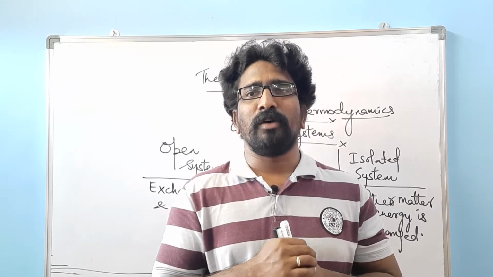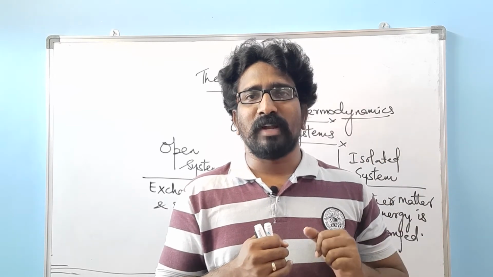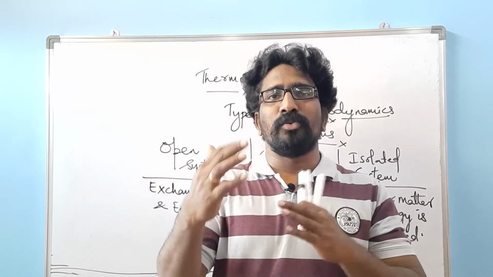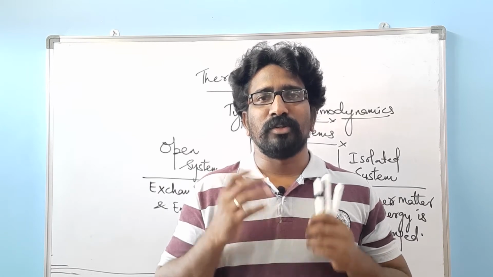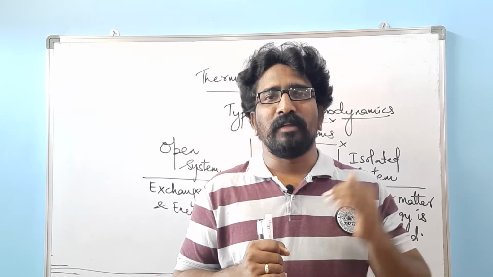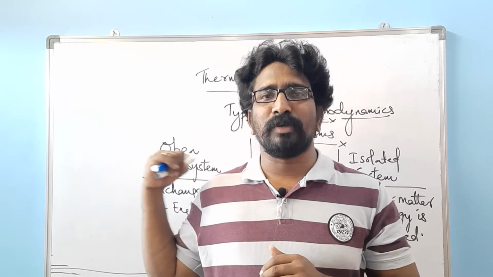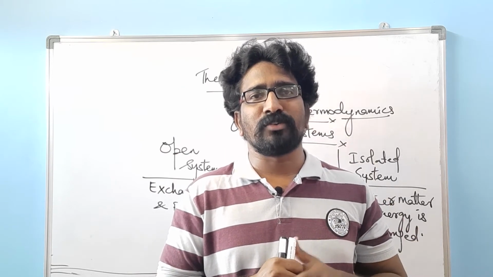So now the example of an isolated thermodynamic system will be a thermal flask, and the examples of the open system and the closed system will be two different phases of how a particular pressure cooker works. So this is about the different types of thermodynamic system. There are three different types: the first one is called an open system, the second one is called a closed system, and the third one is called an isolated system.